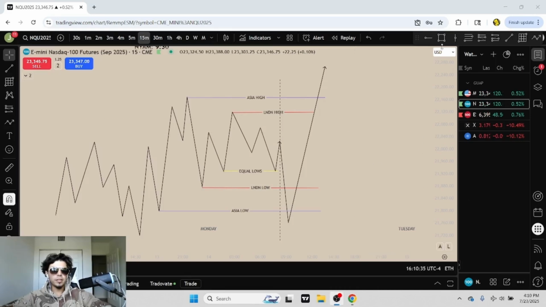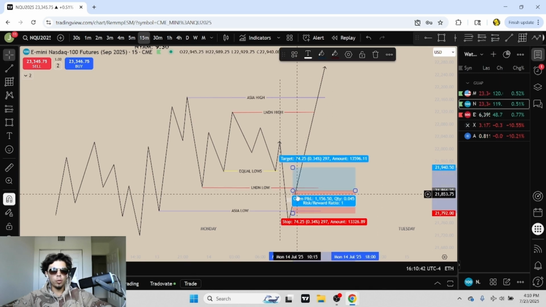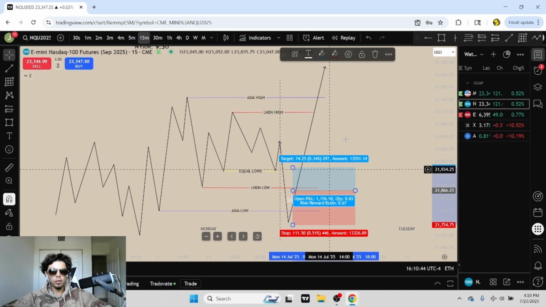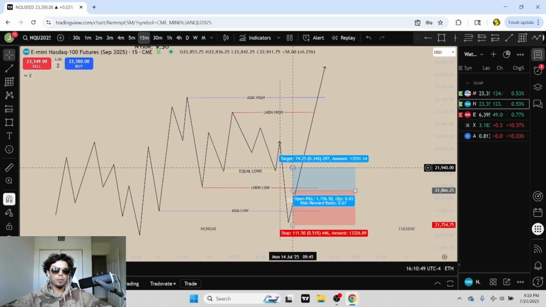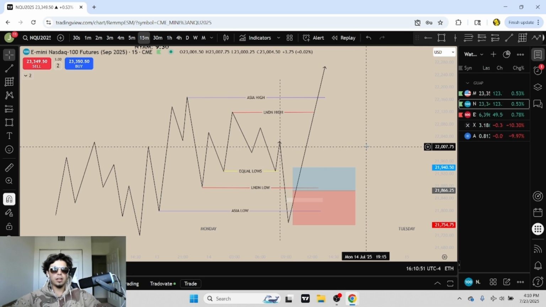Now, with that being said, say we find an entry right down here. Say we get an entry right here, and we want to long the market with the big banks. Our stop goes below these lows. Now, what can we target as our take profit areas? Well, what do we like to seek out? We like to seek out high time frame draws on liquidity.